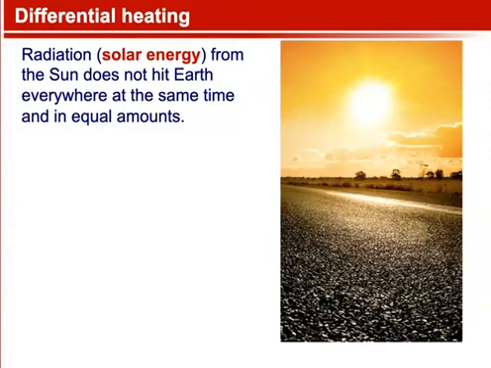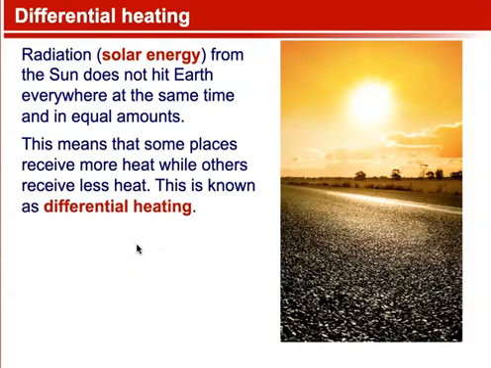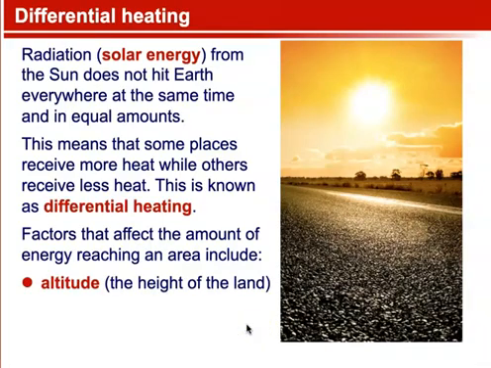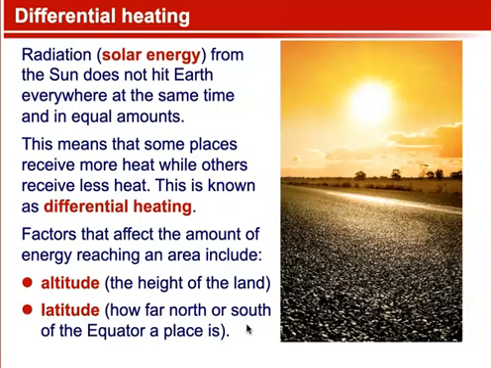Differential heating. Radiation, or solar energy, from the sun does not hit Earth everywhere at the same time and in equal amounts. This means that some places receive more heat while others receive less heat. This is known as differential heating. Factors that affect the amount of energy reaching an area include altitude, or the height of the land, and latitude. That's how far north or south of the equator a place is.